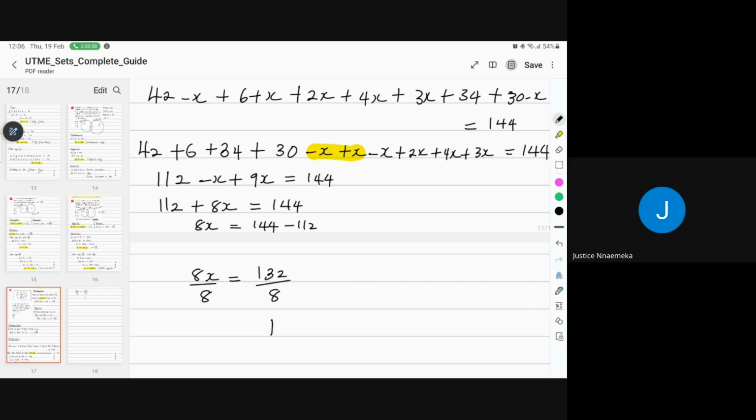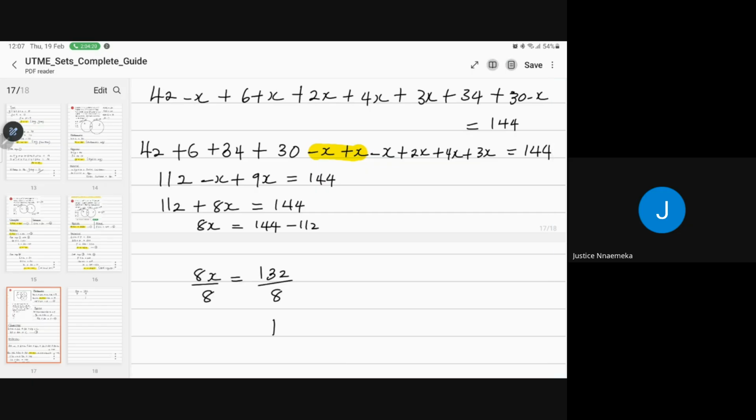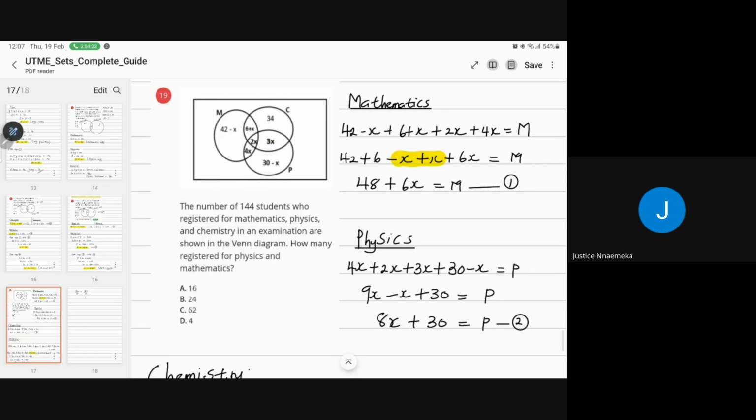Wait. 42 plus 6 plus 34 plus 30 is 112. So 8x plus this 9 gives us 16.5. Can we have a decimal in this? Let's ensure that there is no error anywhere.